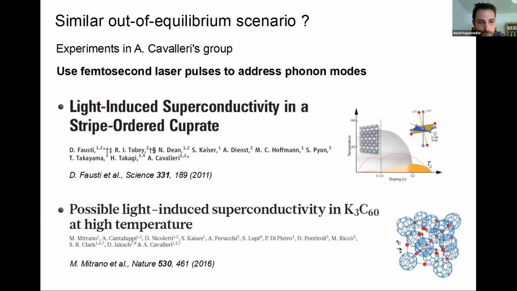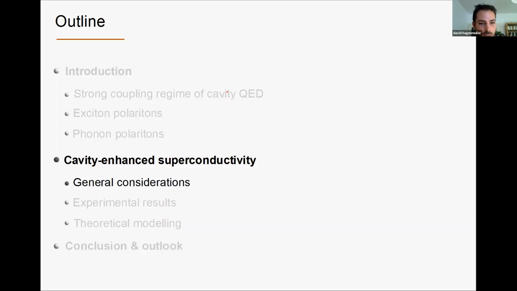But here, the main difference is that these experiments involve out-of-equilibrium superconductivity, while our purpose is to address superconductivity at equilibrium. So before I move on with this idea, I would first like to recall some basic properties of superconductors.